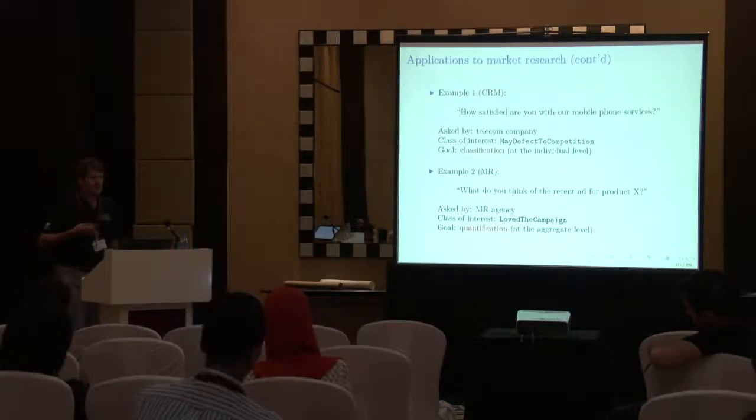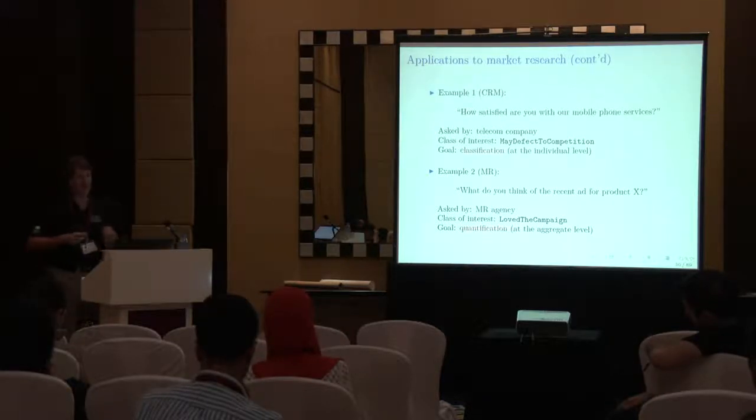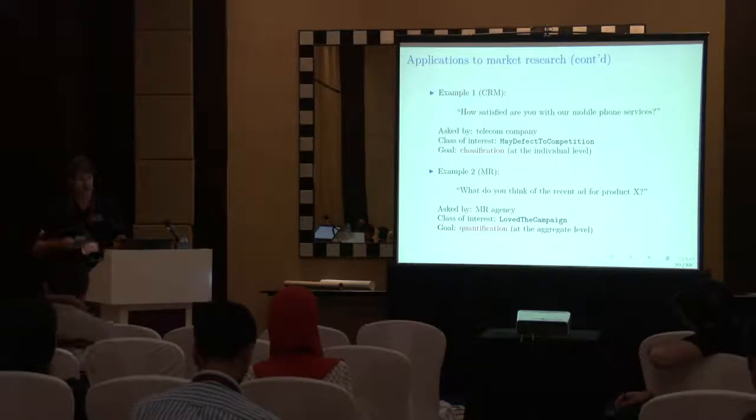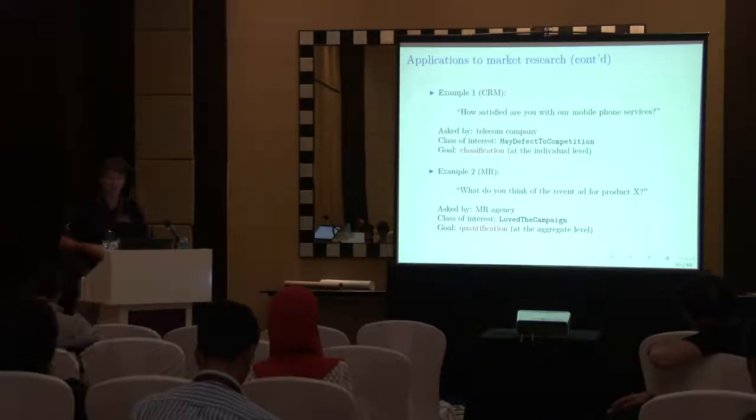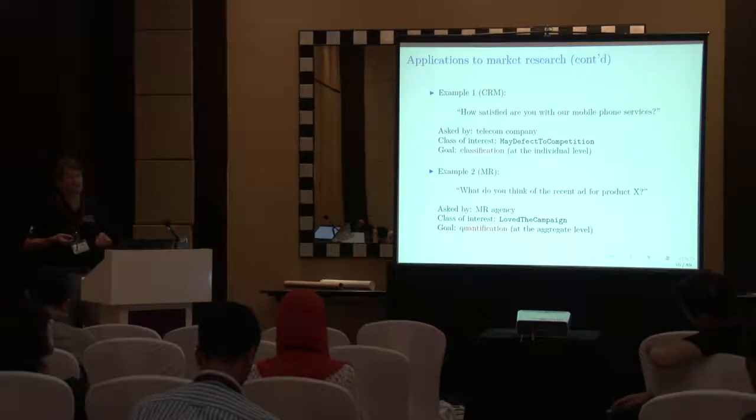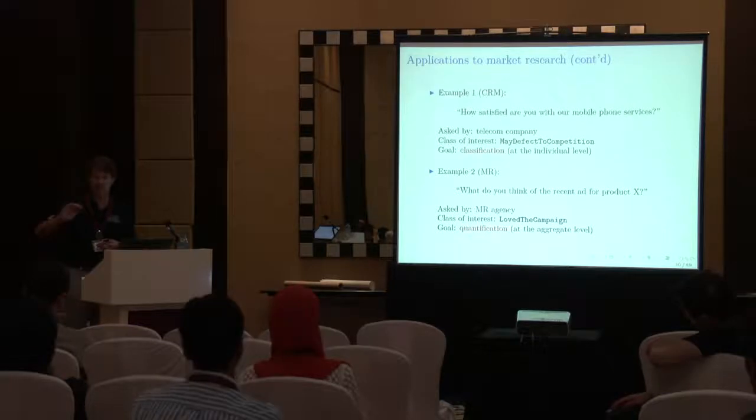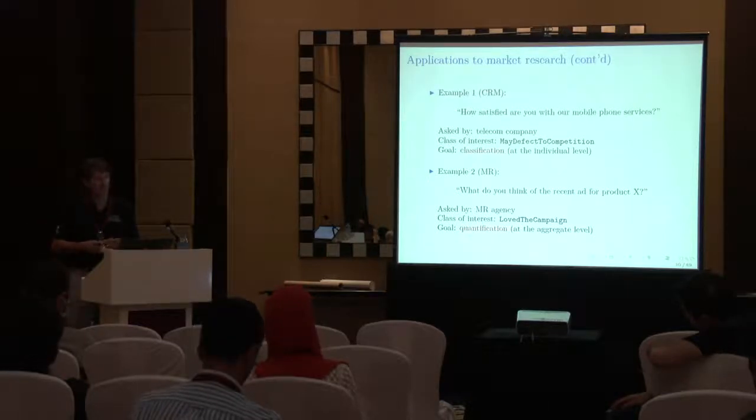And here the scientist might be interested in figuring out whether the respondent belongs to the class "may defect to competition" or not. So, to figure out whether this guy is so unsatisfied that he runs the risk of, let's say, subscribing to a competing service. Here the goal is classification at the individual level, because we are interested in that particular customer, because we don't want that customer to run away to the competition. This example is from customer relationship management.